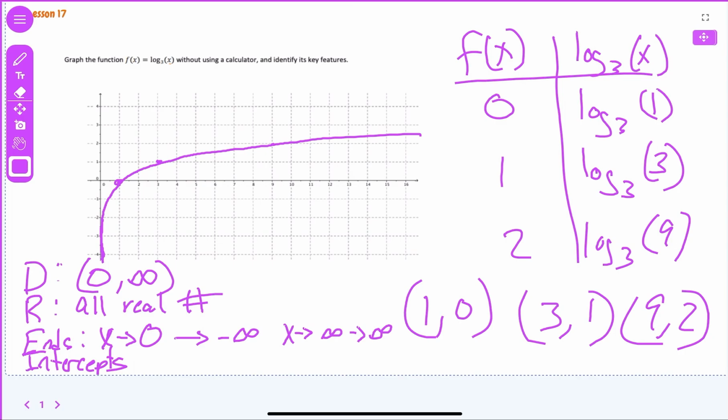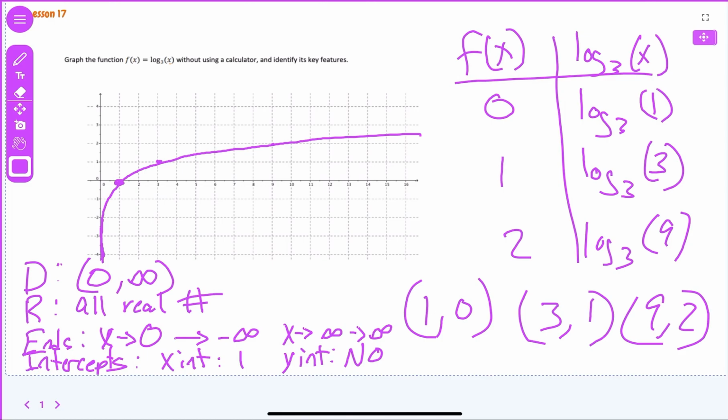Now the intercepts. What is the x-intercept? X-intercept is 1, right? Crosses at the 1. What's the y-intercept? There is no y-intercept. Remember, it approaches it, but it will never cross it. It will never touch it.